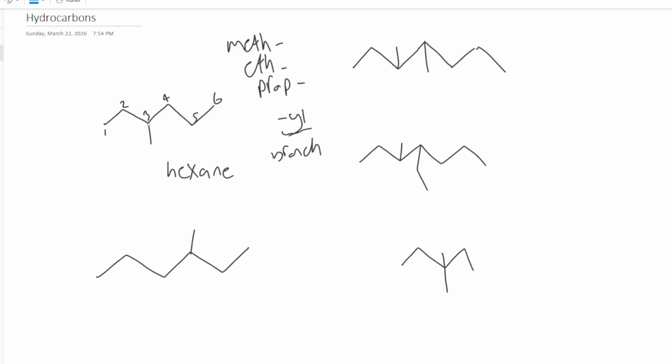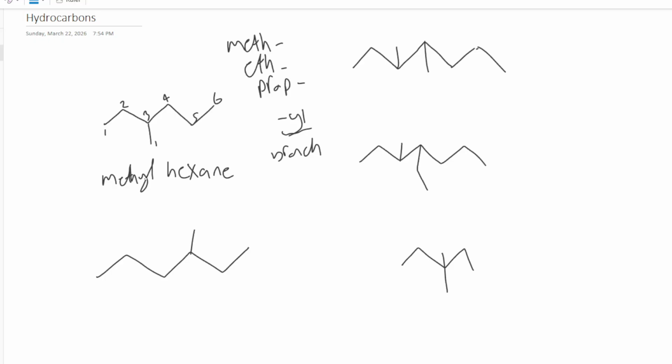So here, on the third carbon, we can see that this branch has only one carbon to it, so this would be a methyl branch. So this would be a methyl hexane. Now there is one problem with this naming right here, is that although it is a methyl hexane, we don't actually know where this methyl exists.